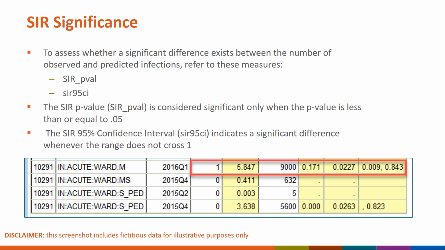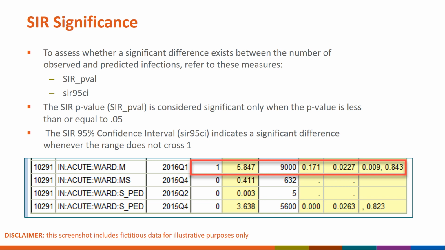This means there's a 5% chance that the difference between the 2 values is due to random chance. The difference is considered significant when the SIR p-value is less than or equal to 0.05. In this particular example, the SIR p-value is less than 0.05, so this would be considered a significant difference.